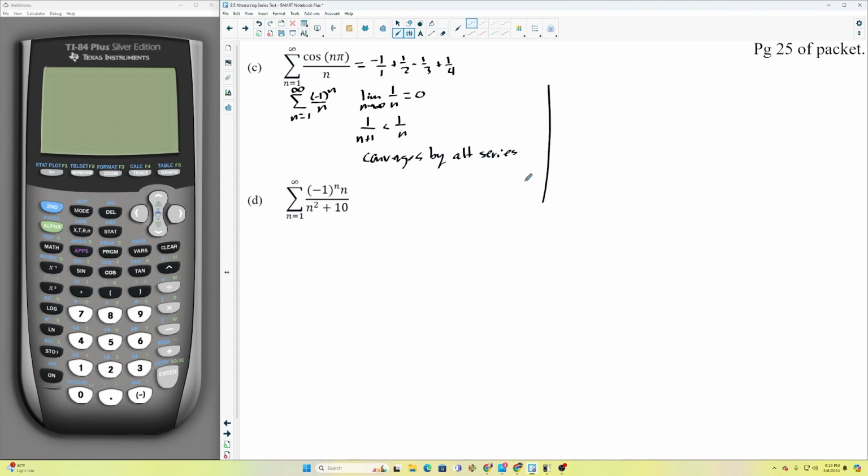And that's the only time I'll do that test for the alternating harmonic series, because now, instead of all that, we can say it converges by the alternating harmonic series.